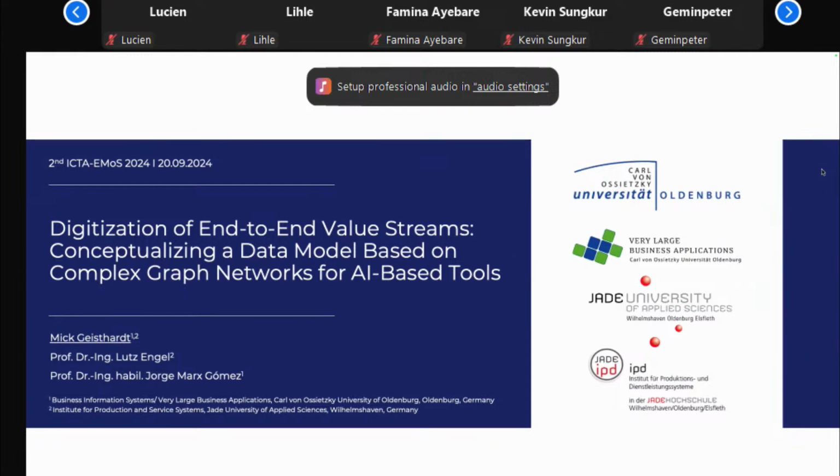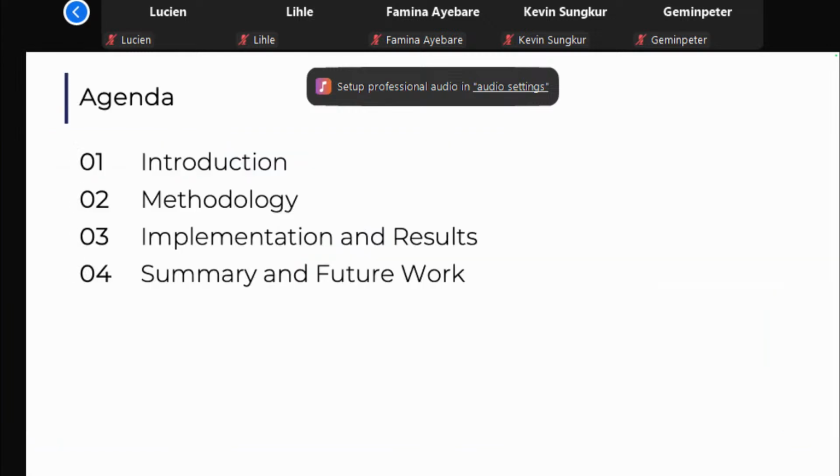My name is Mick Geistert. I'm a PhD scholarship holder at the Institute for Production and Service Systems at Jade University of Applied Science in Wilhelmshaven, Germany, as well as a PhD candidate at the Carl von Ossietzky University of Oldenburg. And I'm delighted to give you today some insights into my paper called Digitization of End-to-End Value Streams, Conceptualizing a Data Model Based on Complex Graph Networks for AI-Based Tools, which I co-authored in collaboration with Professor Lutz Engel from Jade University of Applied Science, as well as Professor Jorge Marx Gómez from the University of Oldenburg.